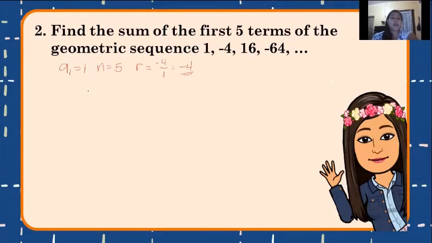Okay, next, let's write the formula. That will be S sub n is equal to a sub 1 times 1 minus r raised to n all over 1 minus r. After writing the formula, we will substitute all the given values that we have. So a sub 1 will be 1 times 1 minus the common ratio, which is -4. Let's put that inside the parenthesis, raised to 5.